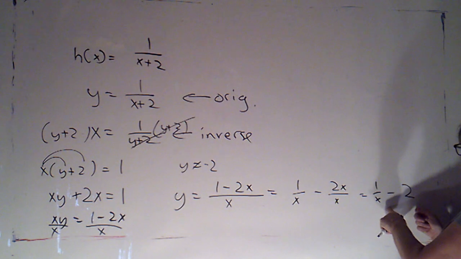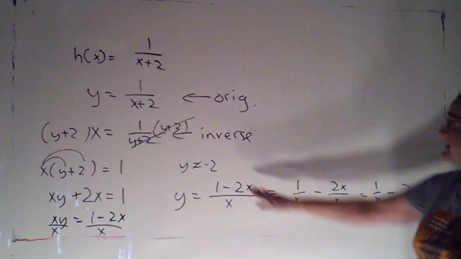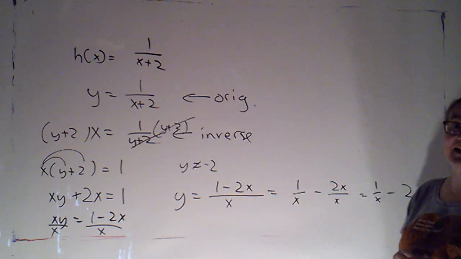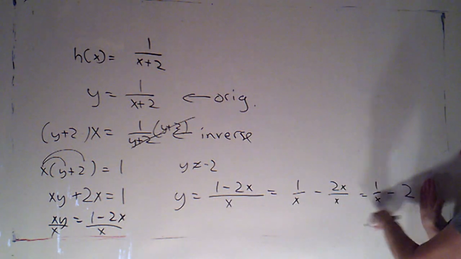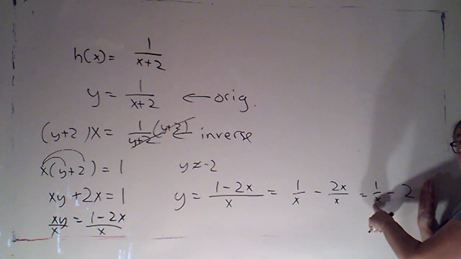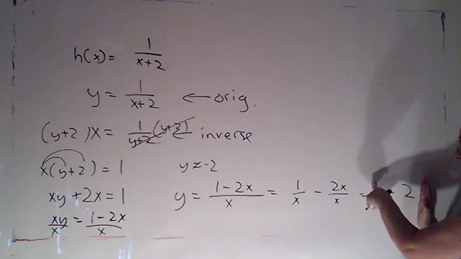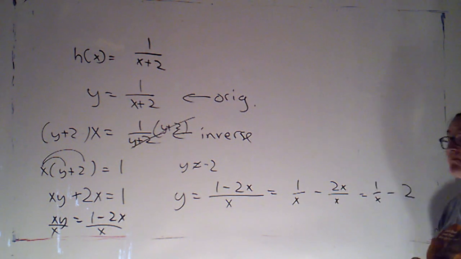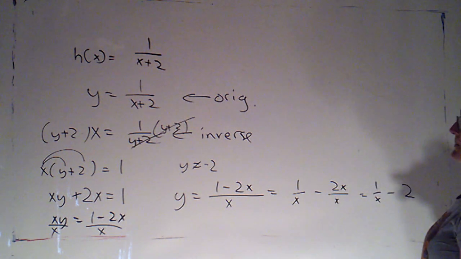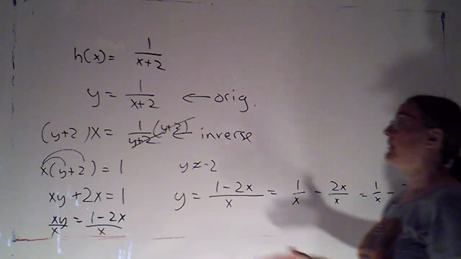One thing that's nice about this is I can see now that that's never going to spit out a y value of negative 2. Not super obvious in this format, but here the only way this could give me negative 2 would be if 1 over x was 0. But that's not possible, because a fraction is only 0 if the top is 0, and the top of that fraction is 1.